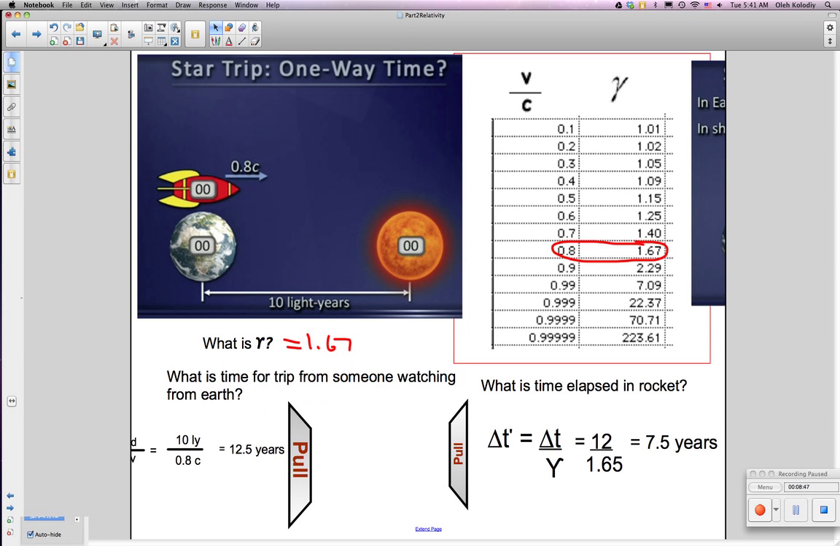But what is the time elapsed inside the rocket? Well, inside the rocket, the two times are related by gamma. So the time inside the rocket, which we have called the proper time, will equal the time outside the rocket, which is 12.5 years, divided by the gamma factor. So it'll be only 7.5 years. So the round trip will be 7.5 there, 7.5 back, 15 years, as opposed to 25 years.